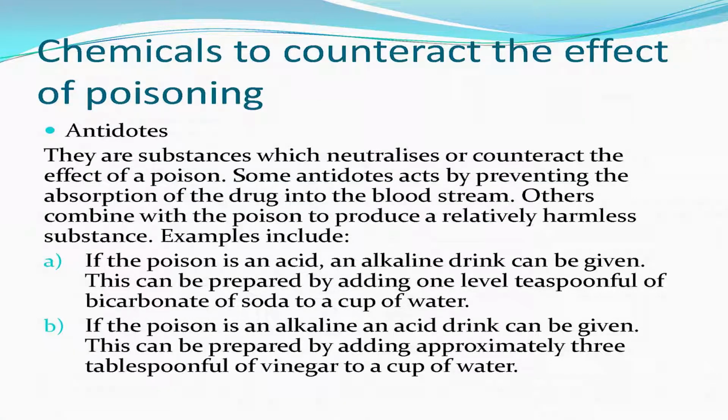Antidotes. Antidotes are substances which neutralize or counteract the effect of a poison. So if the person was poisoned with an acid, an alkaline drink may be given. A typical example of an alkaline drink is bicarbonate soda. And if the person was poisoned with an alkali, you can use a weak acid. The popular one we know is a cup of vinegar, which can be given to the individual.